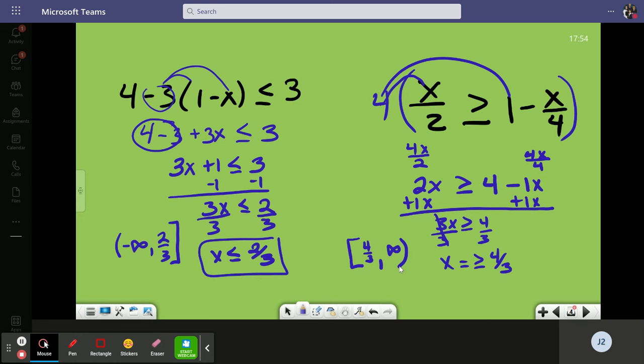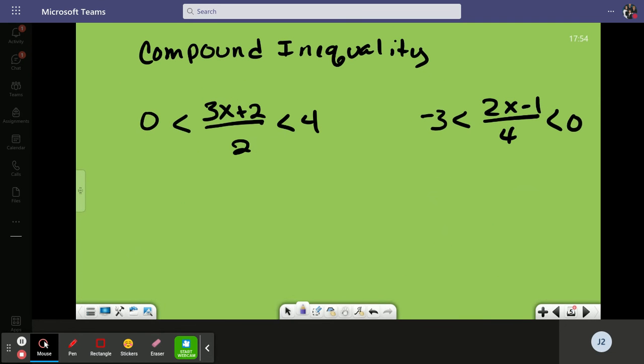Ready? Sometimes they have the compound inequalities, right? It's kind of like a 2-in-1. This is 0 is less than (3x plus 2) over 2, and (3x plus 2) over 2 is less than 4, right? It's two separate problems that they just combined into one.